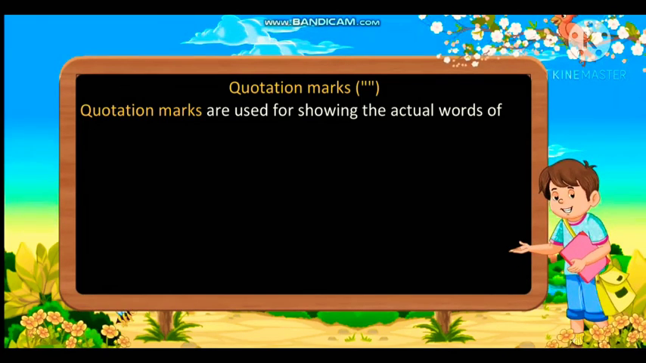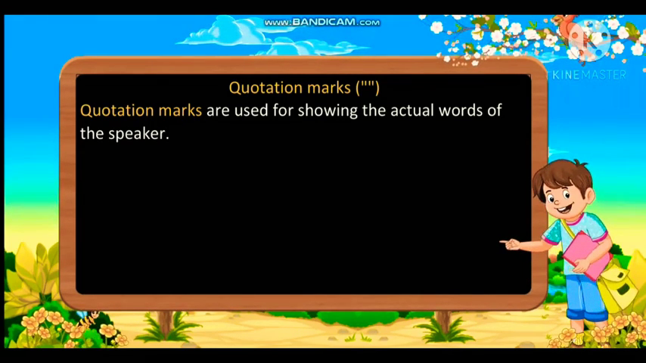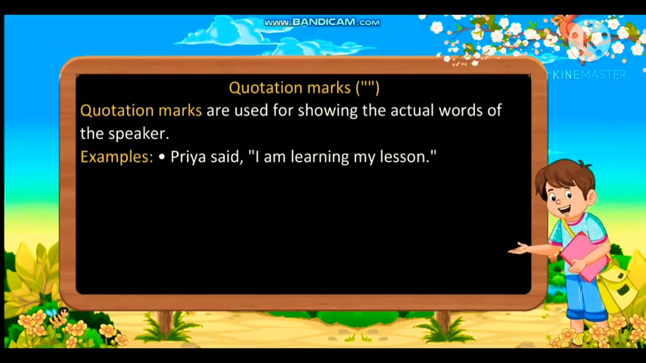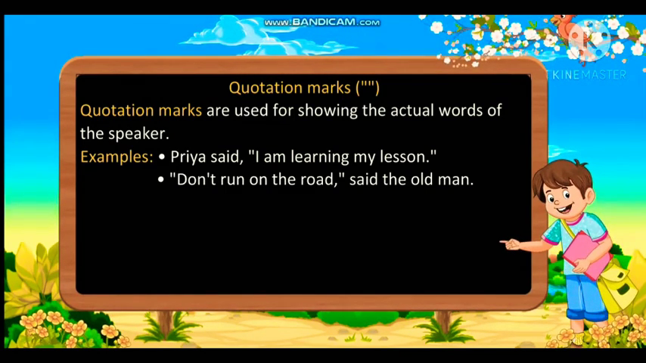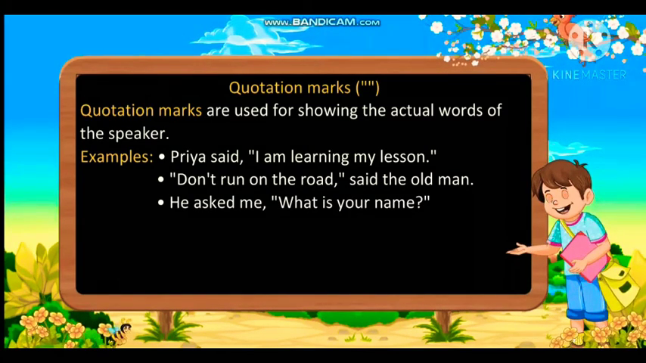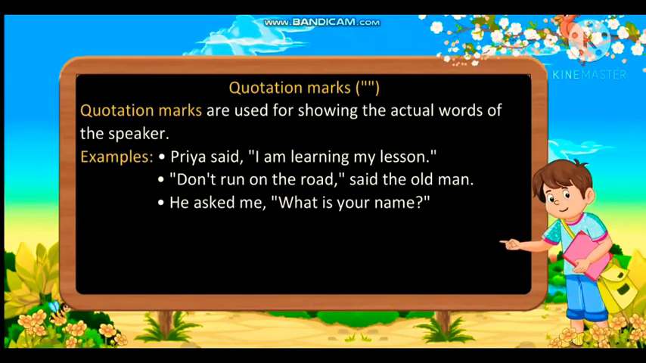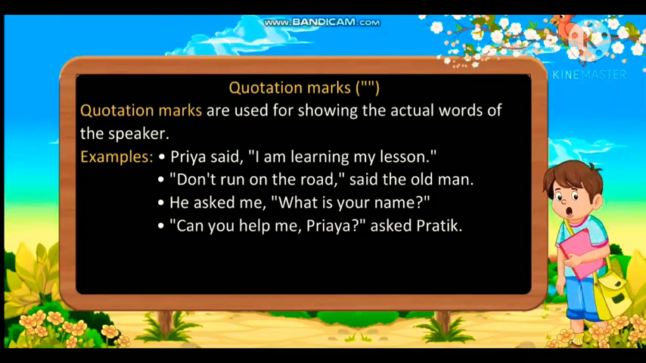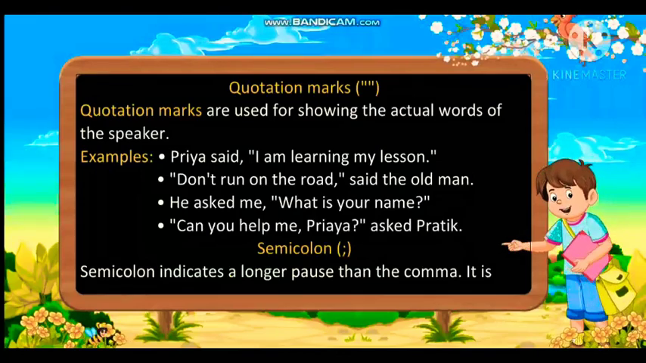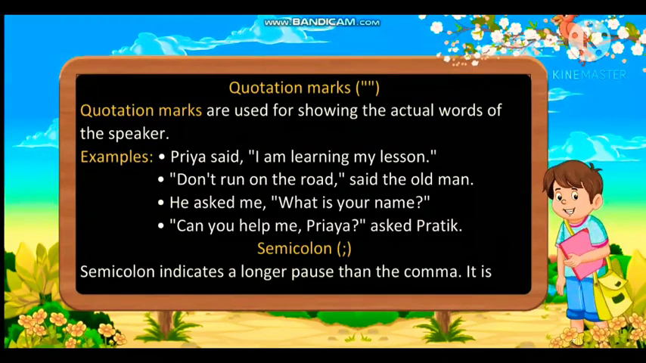Quotation marks. Quotation marks are used for showing the actual words of the speaker. Examples: Priya said, "I am learning my lesson." "Don't run on the road," said the old man. He asked me, "What is your name?" "Can you help me, Priya?" asked Pratik.